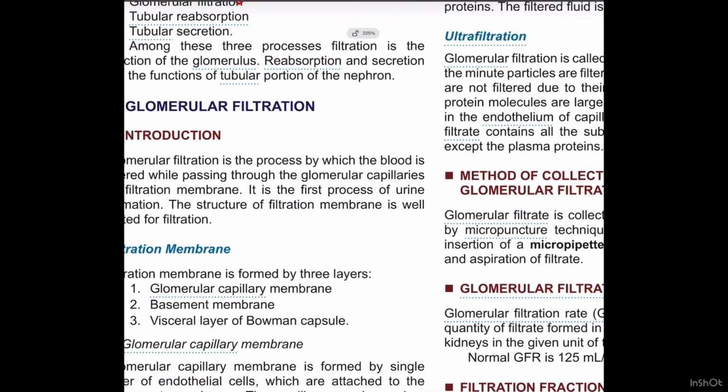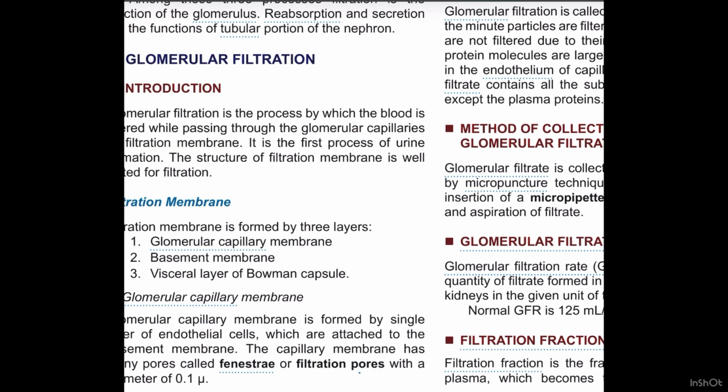The glomerular filtration. Introduction: if you are considering here, glomerular filtration is a process by which blood is filtered while passing through the glomerular capillaries. That is nothing but the glomerulus. That is the filtration membrane. Okay, and it is the first process of urine formation. The structure of the filtration membrane is suited for this filtration.